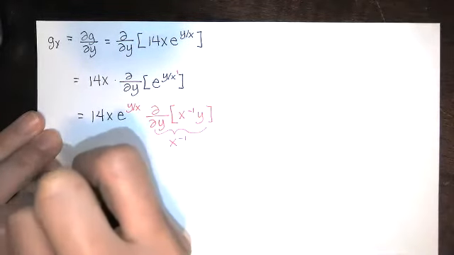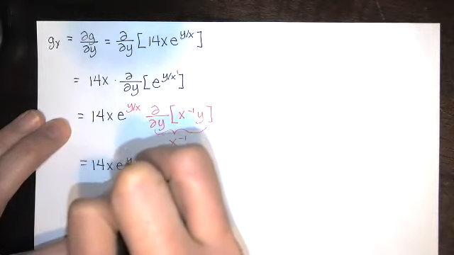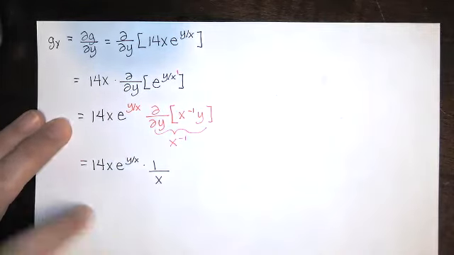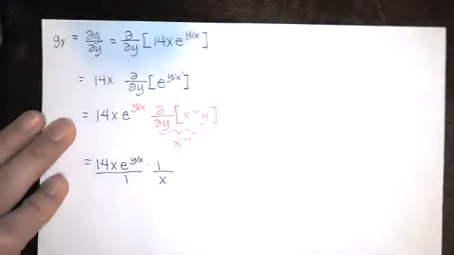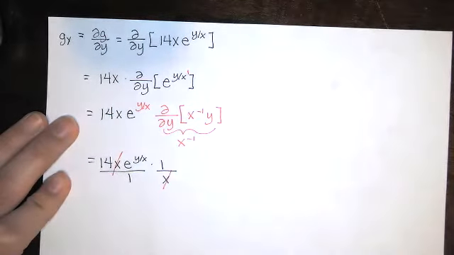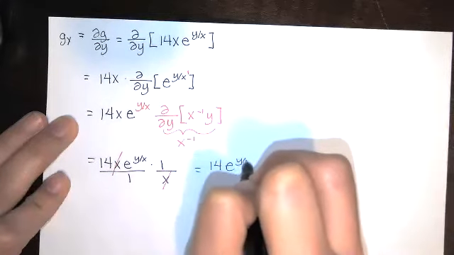And so we've got that. So 14x times e to the y over x times x to the negative 1. You can write that as 1 over x if you prefer. I'll write that as one fraction as well. That way we can see there's an x in the numerator and the denominator, and those reduce. And so we just get 14 times e to the y over x.